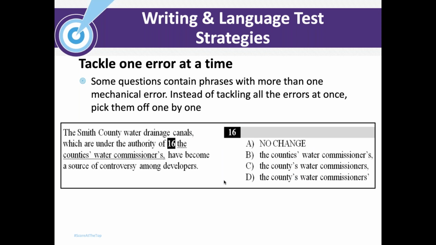Oftentimes, especially when they are testing conventions of the English language, so your punctuation marks especially, they like to test multiple errors at the same time. And instead of trying to tackle them all at once, make your life easy and try to get rid of each one. So let's look at the sample question here. So I've got the counties', S apostrophe, water commissioner's, apostrophe S. So what the heck am I gonna do here? That's a lot of apostrophes.